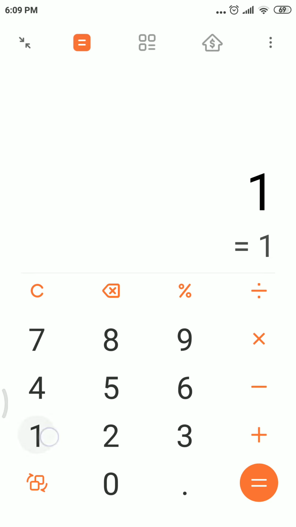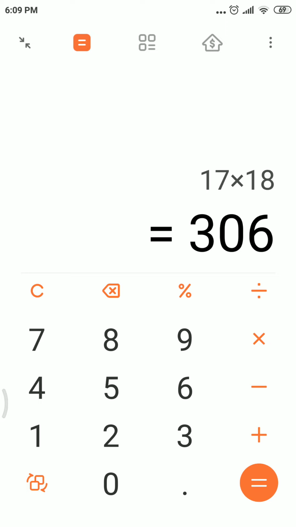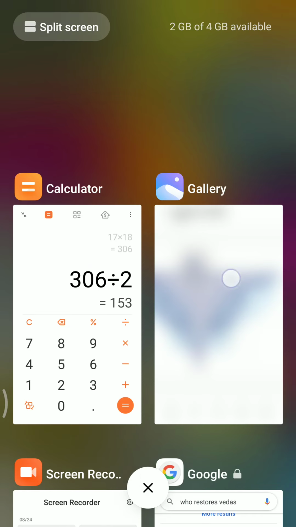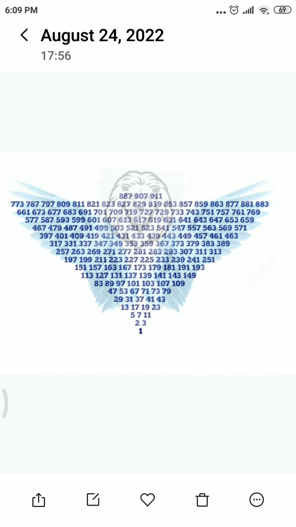The reason is we have 17 rows, right? 17 rows into 18 equal to 306 by 2, we take 153. That straight directly follows from the mathematical principle of giving the sum of n natural numbers, which is n into n plus 1 by 2. That is 17 into 18 by 2. That is 17 nines or 153.